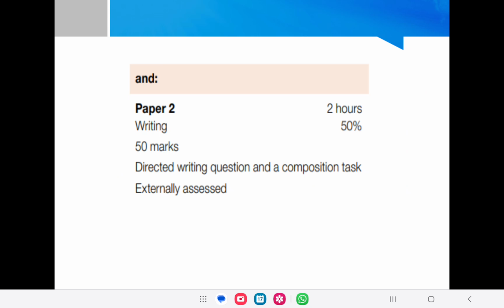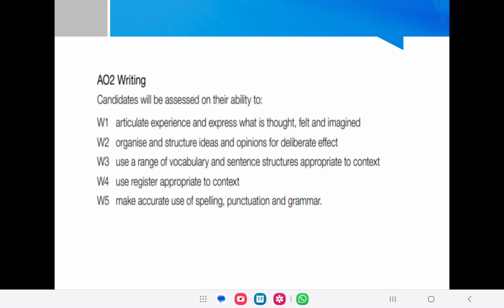Now paper 2. Paper 2 time is the same as was in P1, 2 hours, that is writing paper, and it has 50% weightage of the marks. That means P1 has 50 marks, P2 has 50 marks. What are the assessment objectives of writing paper? That is assessment objectives of writing paper 2.